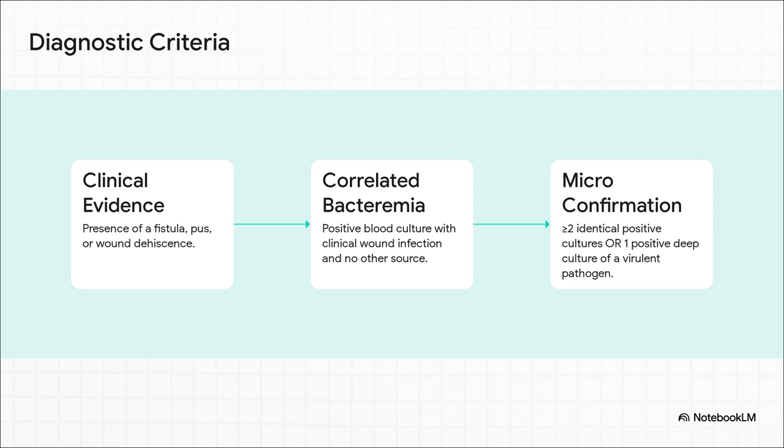First, the obvious stuff. You see a fistula, pus, or the wound is falling apart. Second, you get a positive blood culture and there's no other good explanation for it besides the infected wound. Or third, and this is key, you get microbiological proof from multiple deep samples taken during surgery. And let me be crystal clear, superficial swabs are worthless here. We're talking 5 to 6 deep tissue samples to have a real shot at finding the pathogen.